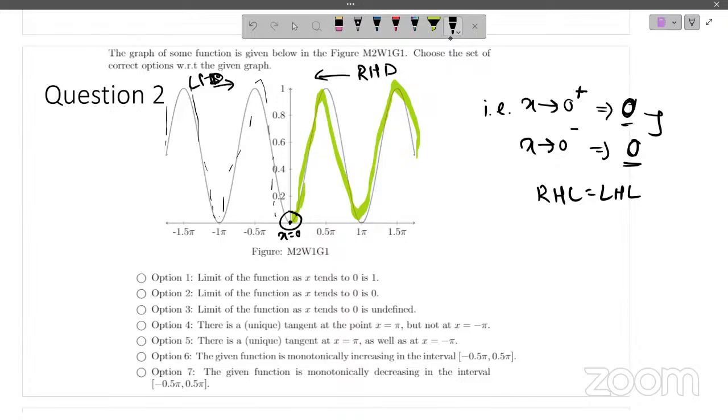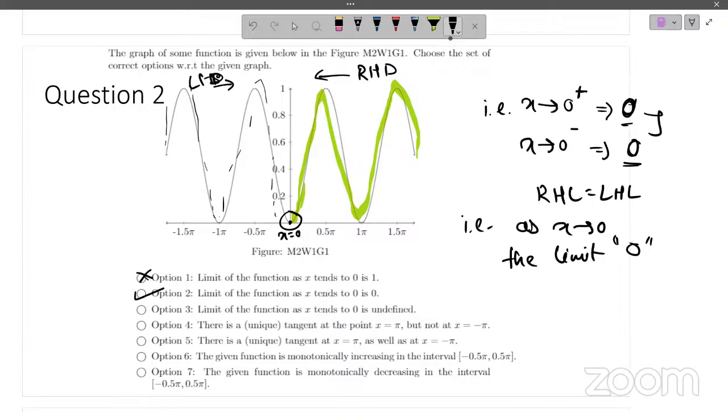Okay, so what is the limit? So the limit will be 0. So the answer is, as x goes to 0, the limit will be 0. Okay, so what does the first option say? The first option says that the limit of a function as x tends to 0 is 1, which is not true. We observe that as x goes to 0, we are going to 0, not 1, right? So this option is not true. Now the second option says that the limit of the function as x tends to 0 is 0. So this is correct, right?